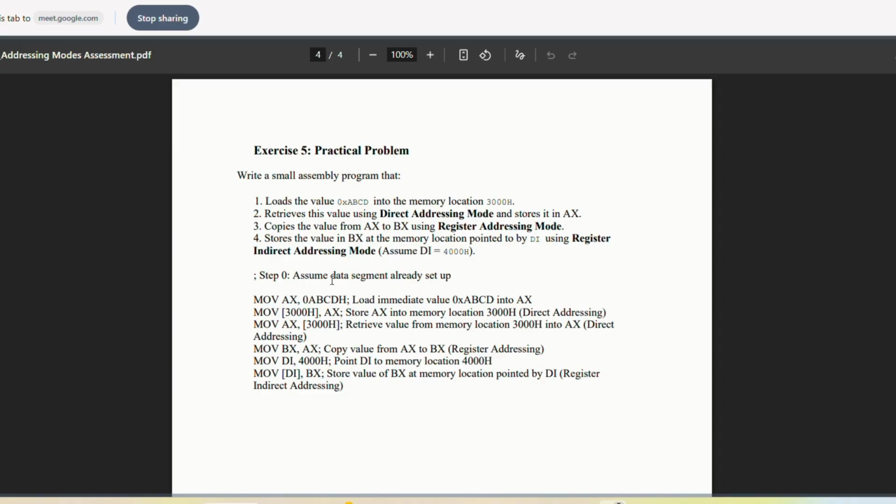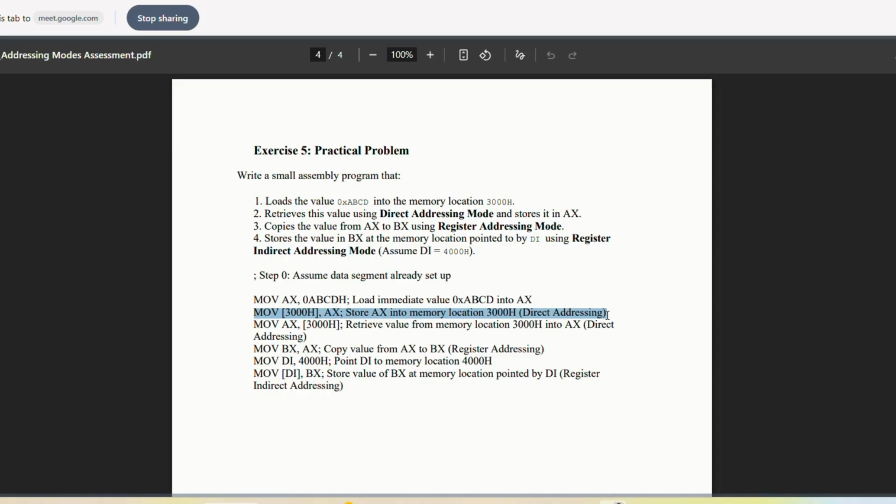So step 0, assume the data segment is already set up. What we'll do is MOV AX, 0ABCDH, because the X is unacceptable, so we'll rewrite it with H. So it loads the immediate value 0xABCD directly into the AX register. Then the next step: we'll MOV [3000H], AX, which stores the value from AX into memory location 3000H using direct addressing.